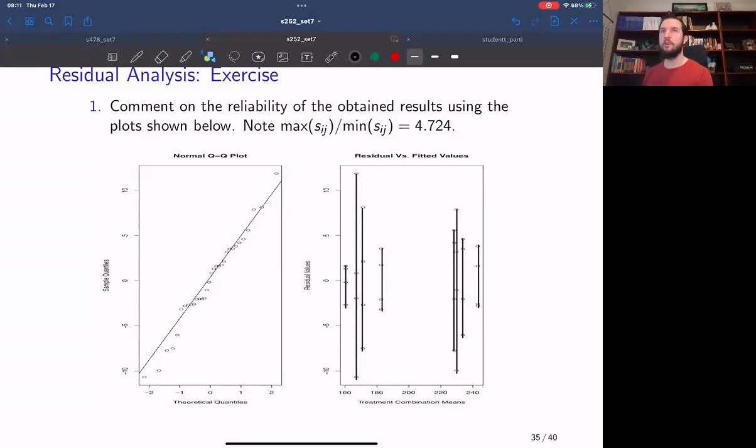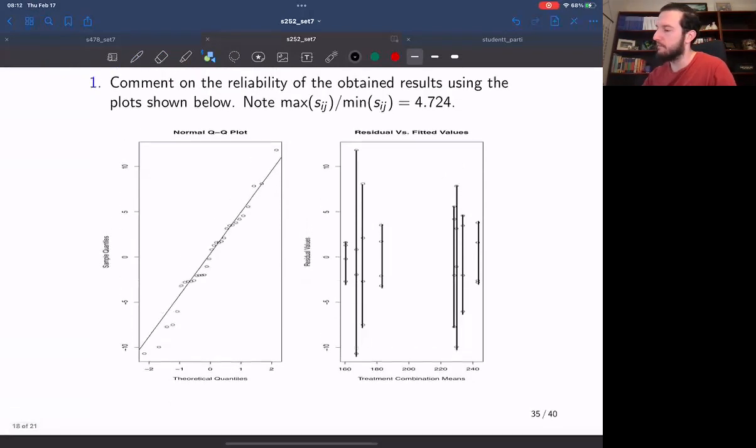Okay, and with this plot, all we're doing is checking to see if it seems like the range is the same between the treatment combinations, which it clearly isn't. And we can also see that if we take the max standard deviation and divide by the minimum, we get 4.7, which is much larger than 2, which would indicate that the variance isn't constant.